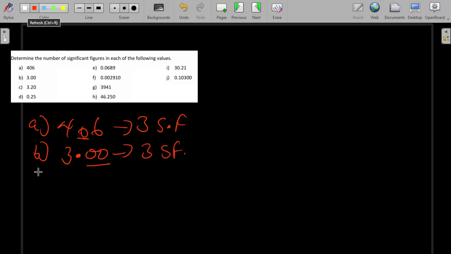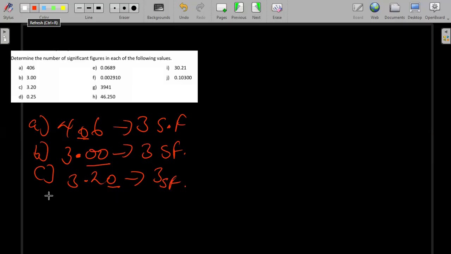Let's go to part C. We have 3.20. How many significant figures do we have here? You have a trailing zero as well, and it's after a decimal point. So in this case, you are going to have 3 significant figures.